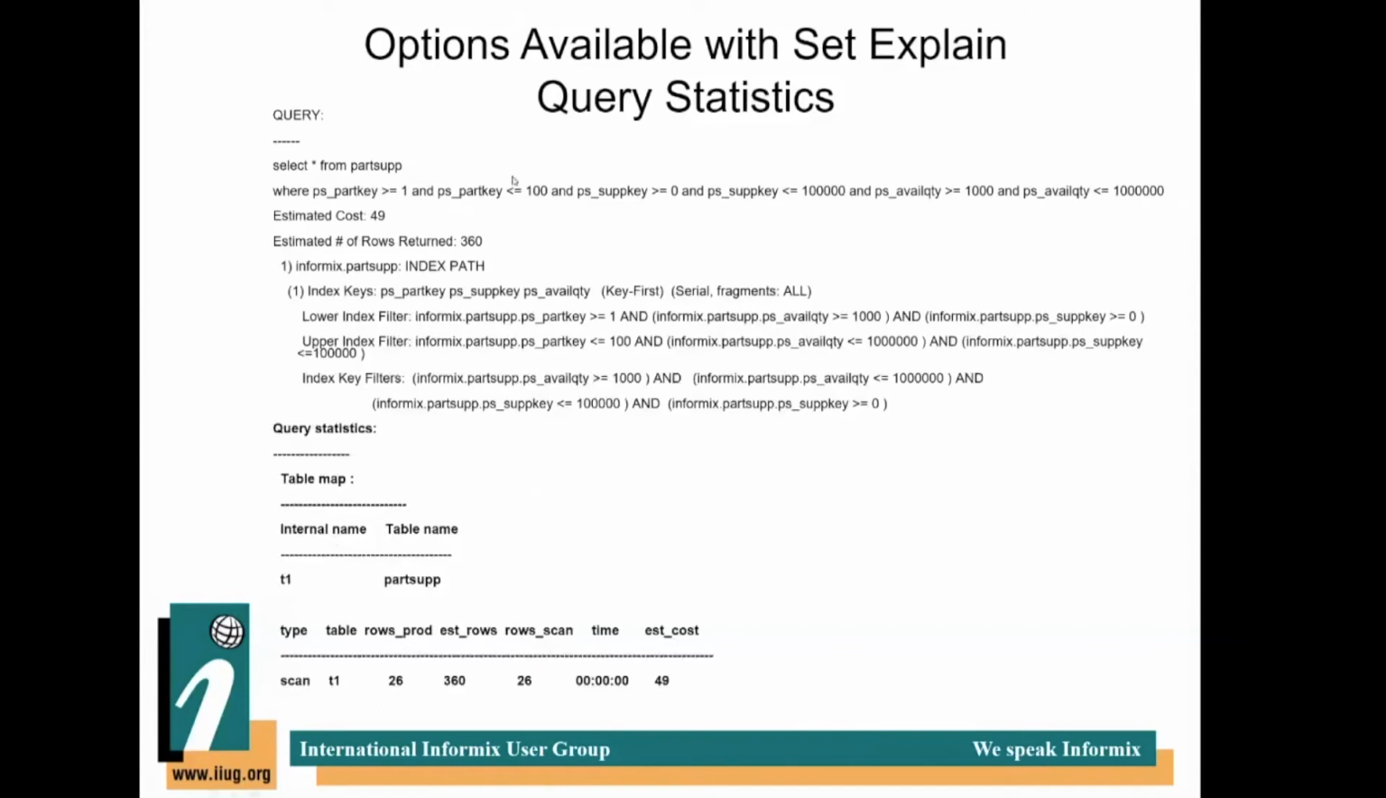So here's an example, doing a select statement. Here are the query statistics on the table, and here it's showing it was a pretty quick query, 0 seconds, how many rows were scanned, the estimated rows, and the rows in the database.